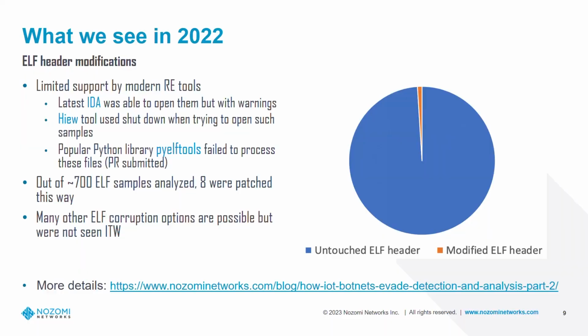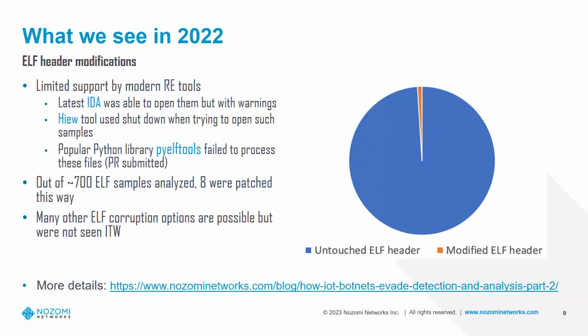Apart from that, there are actually a few other ELF corruption options available to the attackers, which are pretty well known, documented. You can find publicly available YARA rules that detect them. We didn't see any of them being applied in the wild as of now. So we keep an eye on it. And again, if you're interested, you can get more information by following this link.